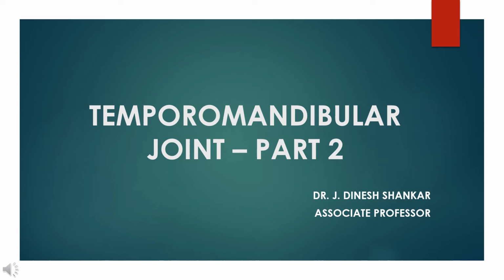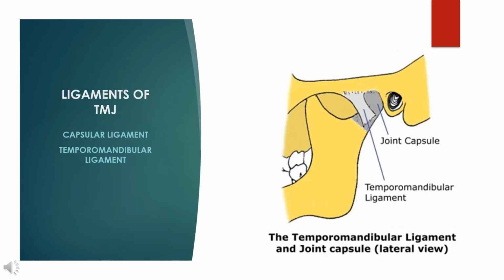Last class, I talked about the temporomandibular joint, its anatomy and histology. In that, we saw each part of the TMJ and its function. Today, I am going to talk about the ligaments, movements, and age changes of the TMJ. Ligaments of the TMJ are the capsular ligament, temporomandibular ligament, and accessory ligament.